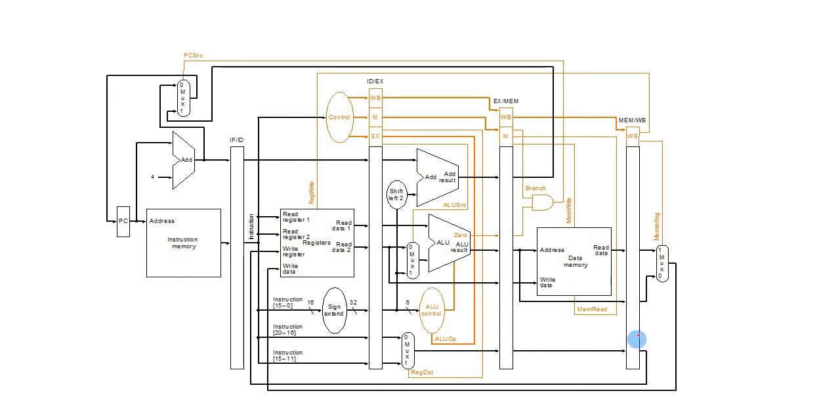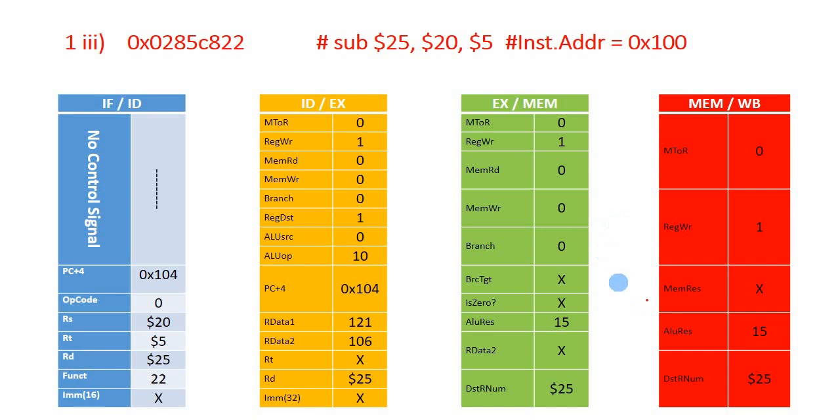And in the last stage, the mem to write back, this does not involve any memory access, so your memory read and memory write are both 0. Your memory to register here is a 0, and register write is a 1. Your destination register is 25.